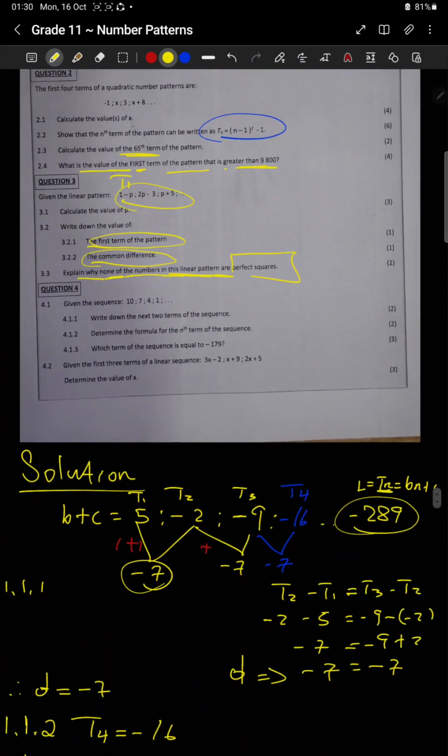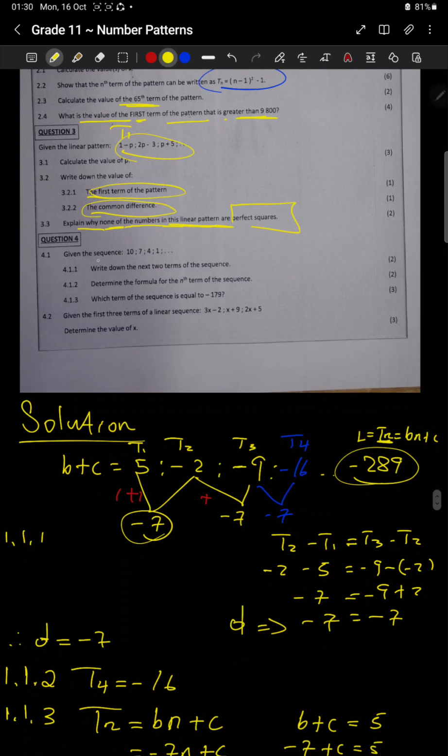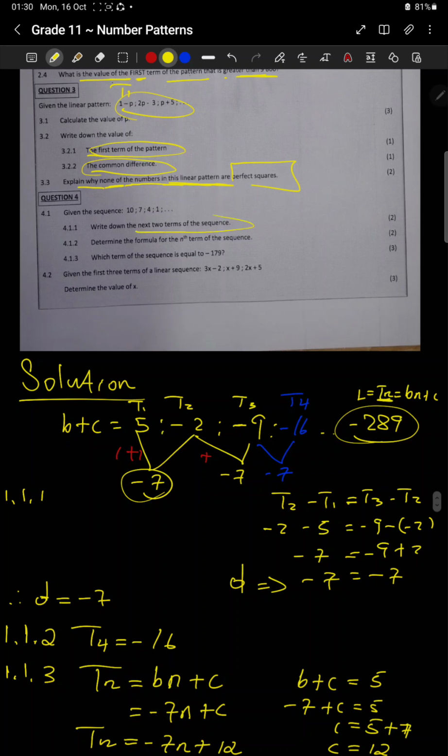So now let's look at another one, that is the last one, question 4. Given the sequence 10, 7, 4, 1, we need to write down the next two terms. Okay, 10, 7, 4, 1. So let's check how we go about answering this question.